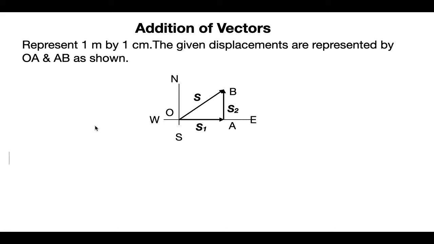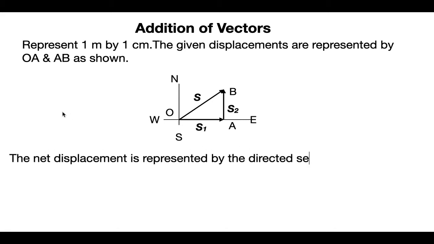What is the net displacement? Net displacement is OB, and from property of triangle we know OB is less than OA plus AB. That is the resultant or net effect of S1 plus S2 is less than 7 meters, not 7 meters. Had it been distances, the distance would have been 7 meter, but displacement is not 4 meter plus 3 meter or 7 meter.